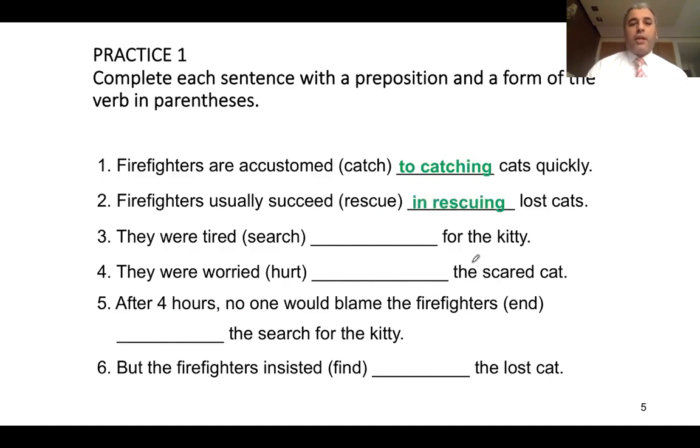Firefighters usually succeeded in rescuing lost cats. They were tired of searching for the kitty. They were worried about hurting the scared cat. After 4 hours, no one would blame the firefighters for ending the search for the kitty. But the firefighters insisted on finding the lost cat.